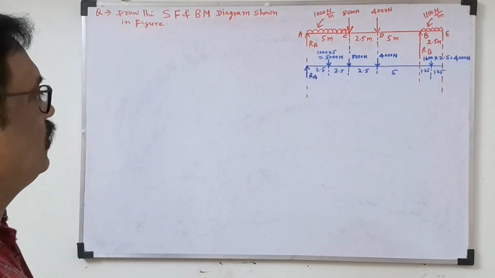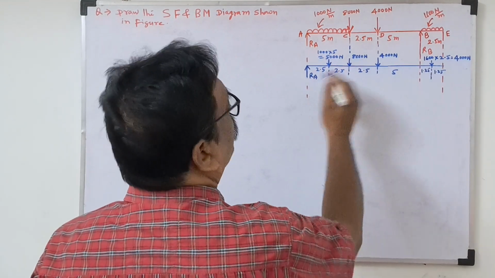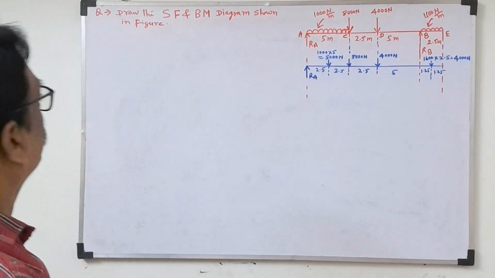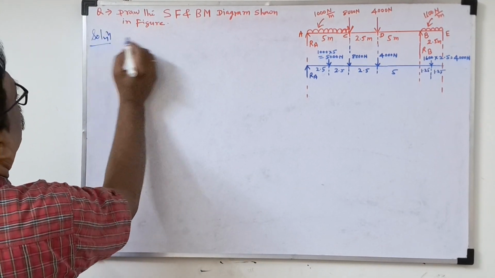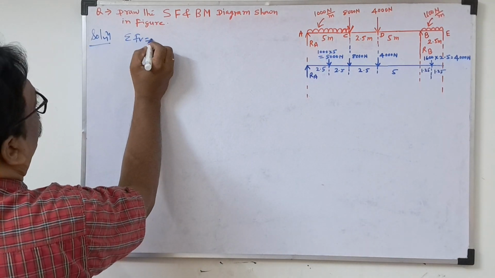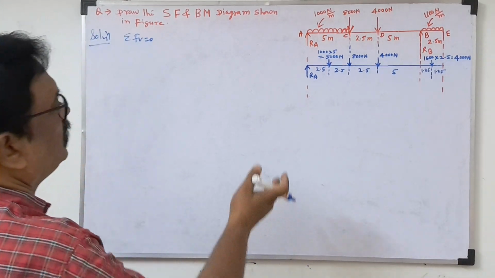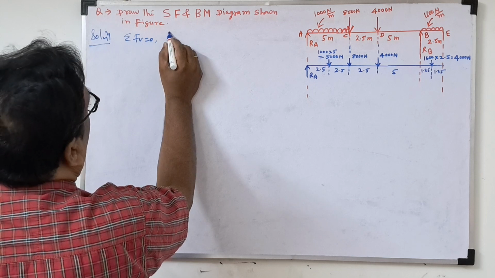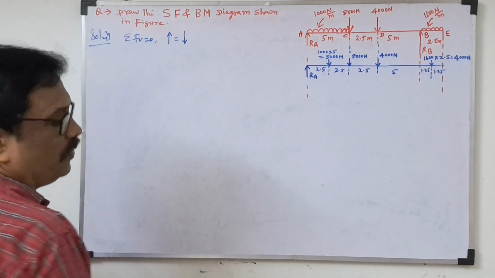Now we will do the shear force calculation. Before the shear force calculations, we have to find the support reactions, because this is a simply supported beam. So first we will find the support reactions. We take summation of FV equal to 0. That means the total vertical forces will be 0, either upward or downward. So total upward force equals total downward force. This is the concept we will follow here.